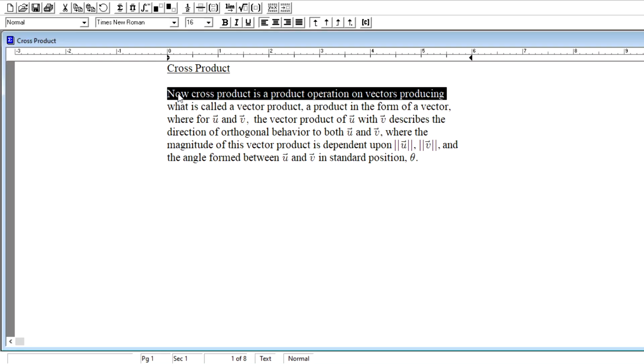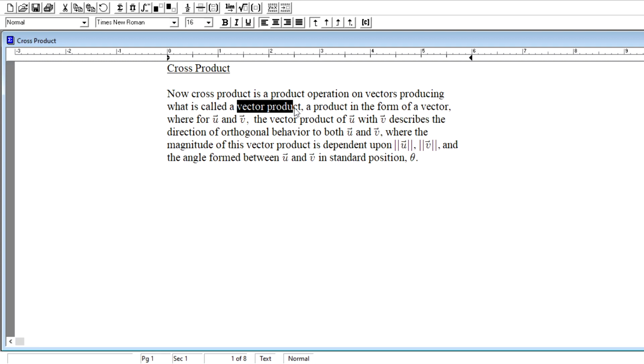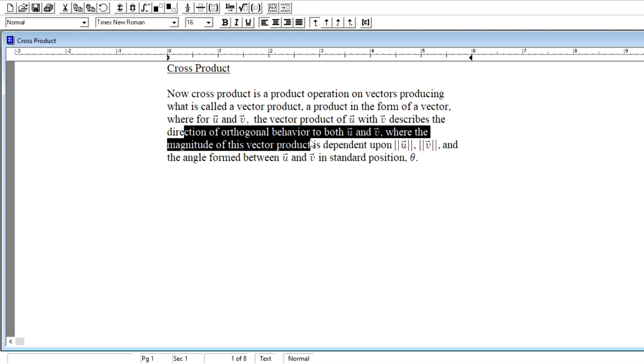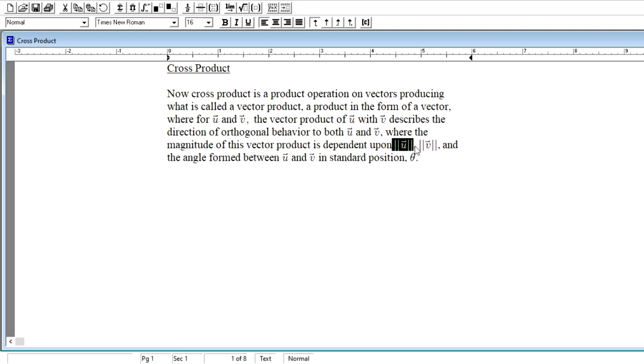Now, as I open with, I do note the cross product is a product operation on vectors, producing what is called a vector product, a product of two vector quantities that is itself a vector, where for vectors u and v, the vector product of u with v is actually a vector that describes orthogonal behavior to both u and v, where the magnitude of the vector product is dependent upon the magnitude of u, the magnitude of v, and the angle that happens to form between u and v in standard position, this angle measurement theta.